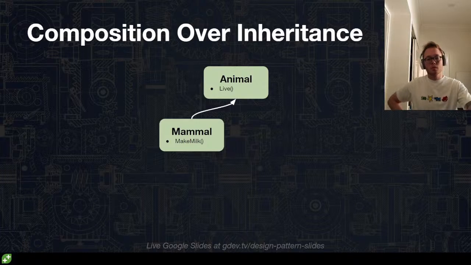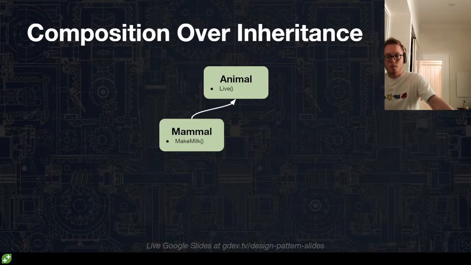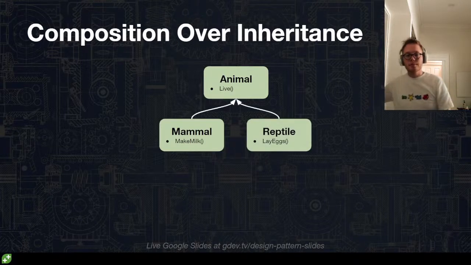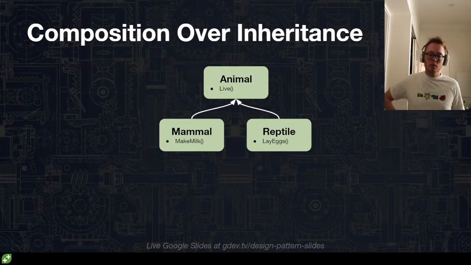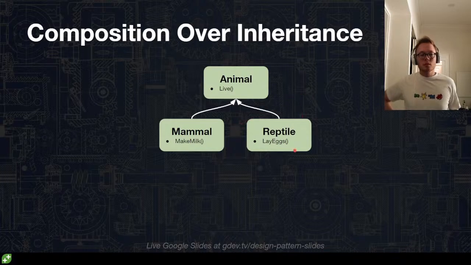The mammal, however, can add its own functionality as well. As you can see here, the mammal adds on the functionality of being able to make milk, and anything that inherits from the mammal will be able to make milk. Cool. We might have another subclass of animal which further specializes it or specializes it differently to the mammal, such as reptile, which allows it to lay eggs. That gives it that functionality there.